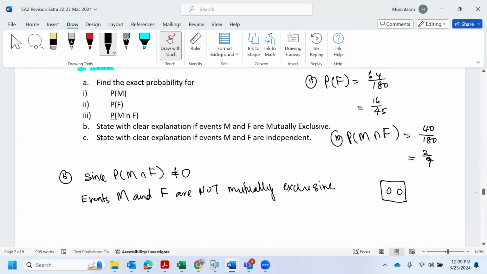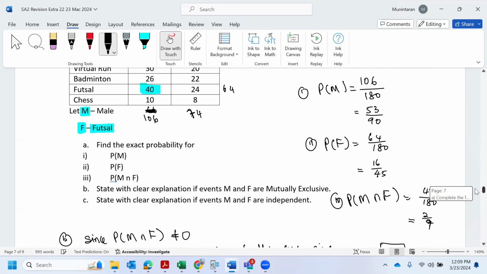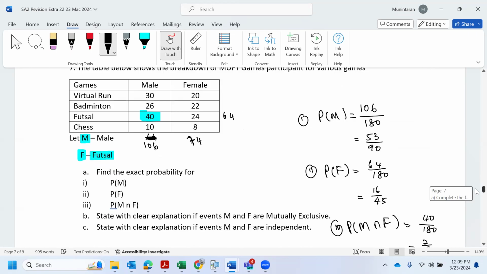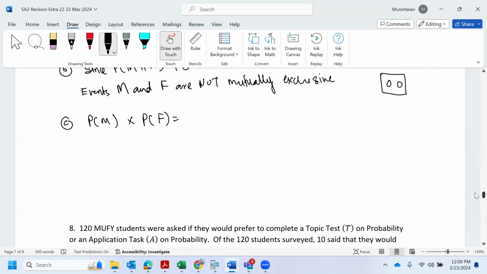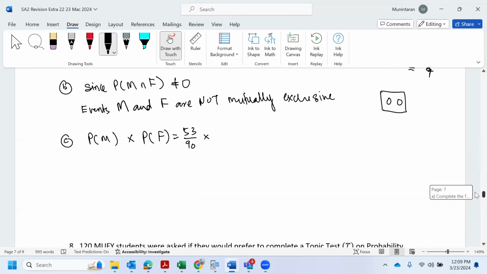State whether these are independent or not. For independent or not, you need to show the working. Take the probability of your M, multiply by the probability of futsal. The probability of M is 53 over 90, times the probability of futsal, 16 over 45.